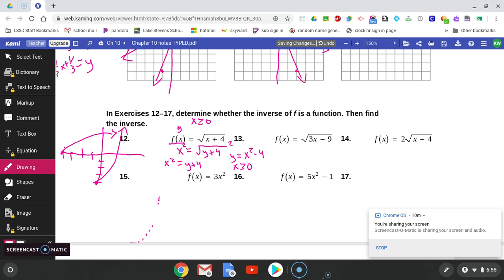So the inverse, you can see, would be symmetrical. If I were to draw a line right there and fold it on it, it would be symmetrical.